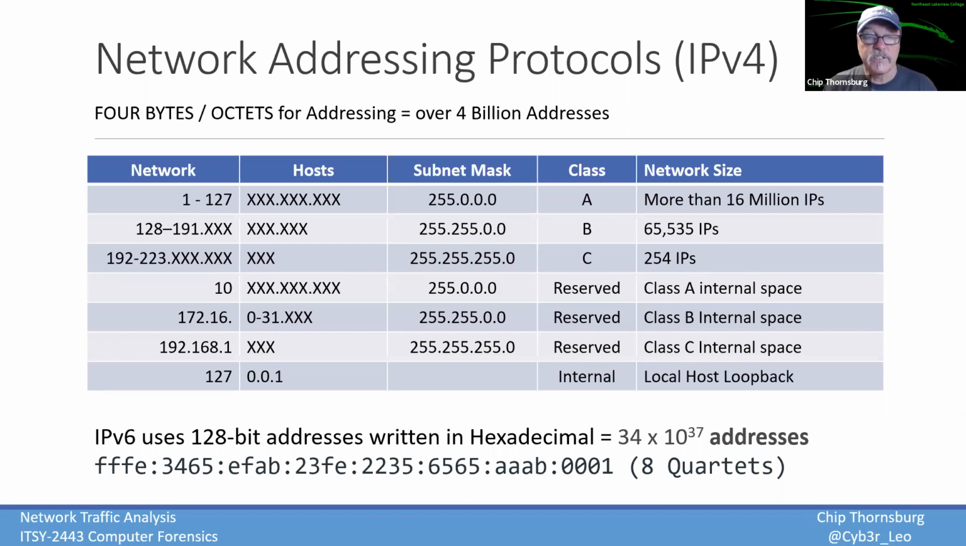IPv6 is a little more challenging. We see IPv6 addresses using Wireshark. We can still analyze the protocol, it's just not as easy for us to look at that and say, oh, that's an internal network, that's an external, that's a Class A, this is Class B. IPv6 is classless. It uses 128-bit addresses written in hexadecimal. So for math people, that's 34 times 10 to the 37th power number of addresses. That's a lot. I don't even know what that number is.